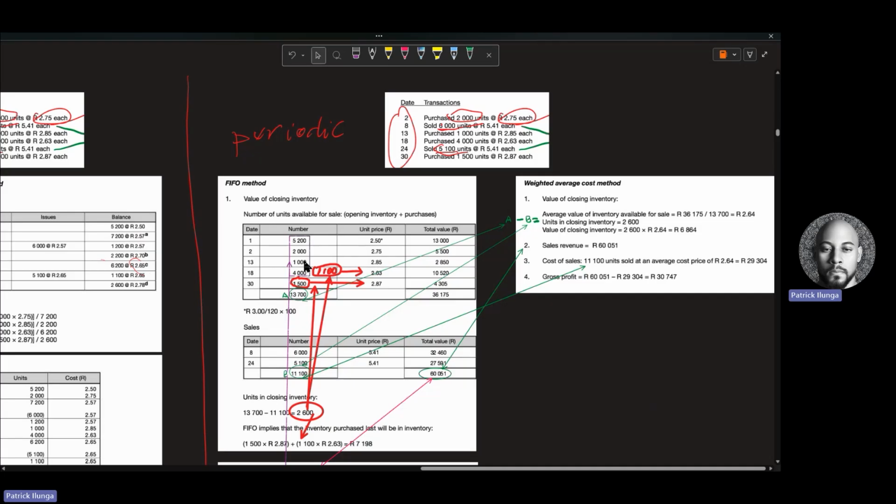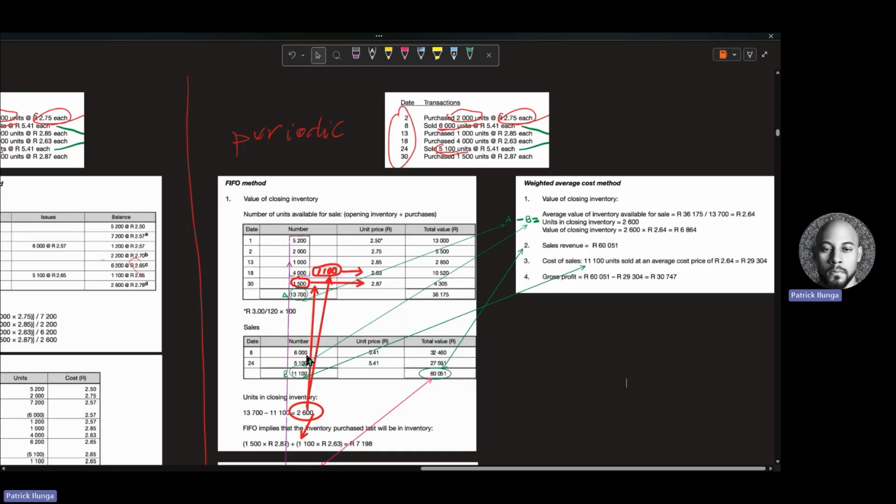we will do again a table with three most important things. There is no balance. We're not calculating any balance at the end of the day. Why? Because we only do it at the end of a period, right? So not at each transaction. So for the FIFO method, for example, on the first day, you remember we had 5,200 units. On the second day, we had 2,000 units. On the third day, we have 1,000 units that were purchased. Another purchase came in at 4,000 units, right? And the last purchase on the 30th was 1,500 units.